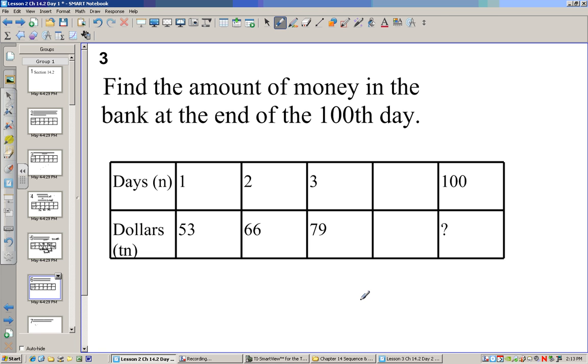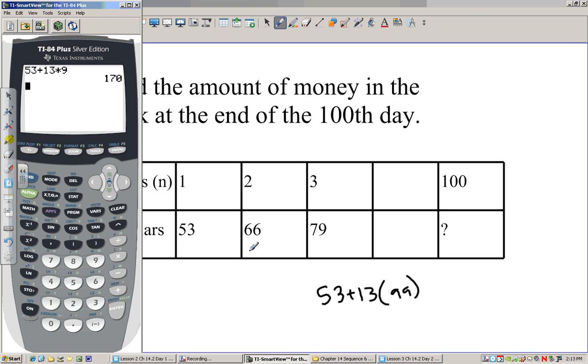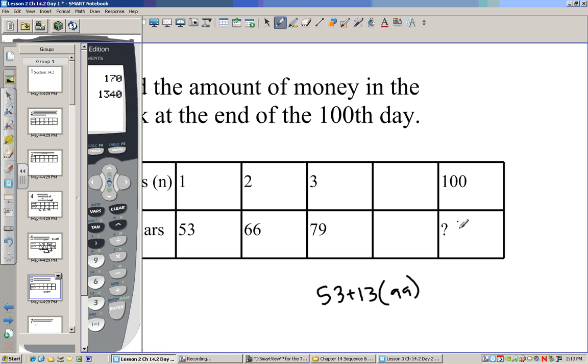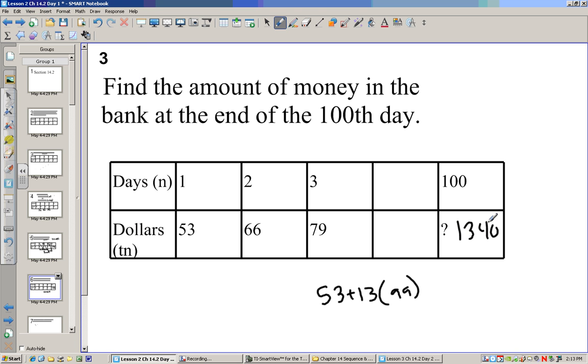Find out how much money will be in the bank at the end of the 100th day. So now that we have our formula, 53 plus 13, 1 less than this would be 99. So all I have to do, I could just press second enter, add a 9 at the end, and that would be 1,340.